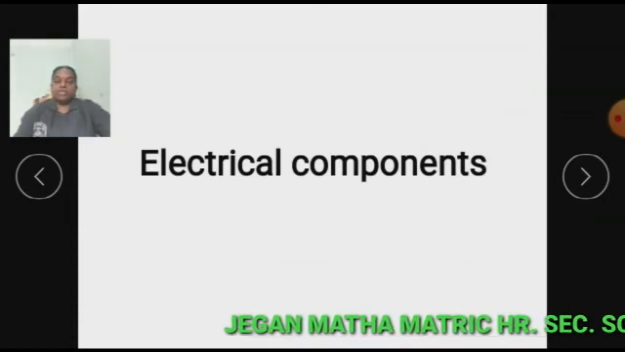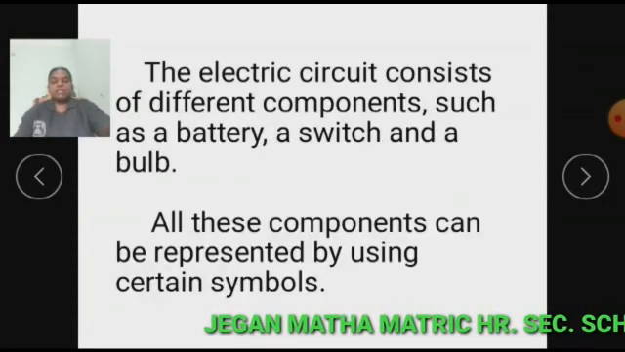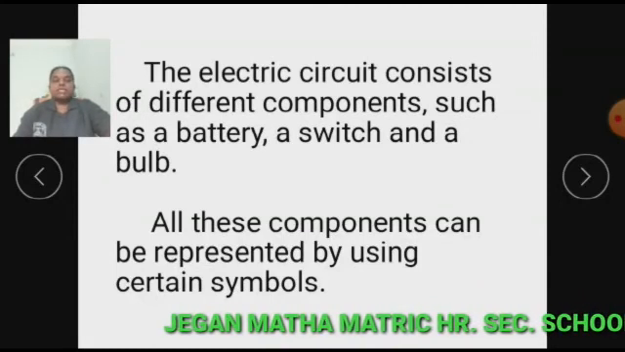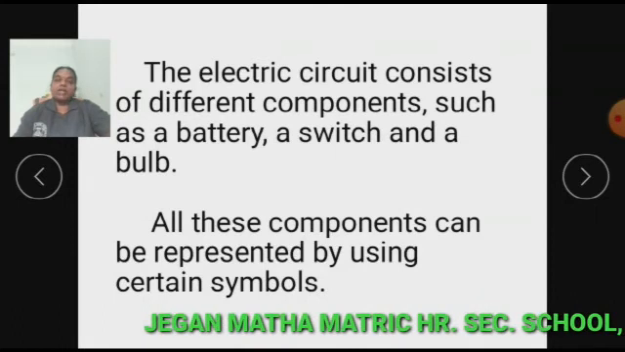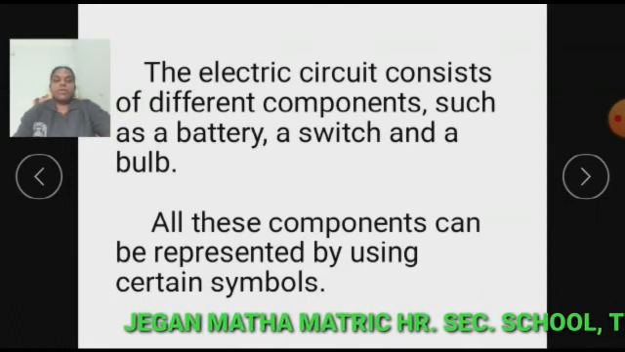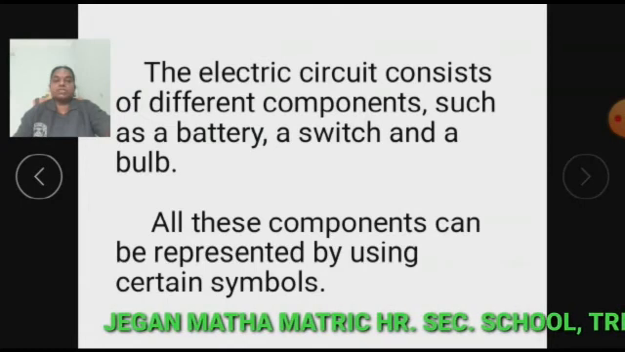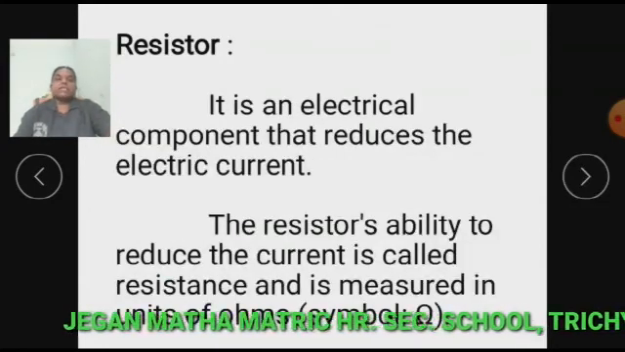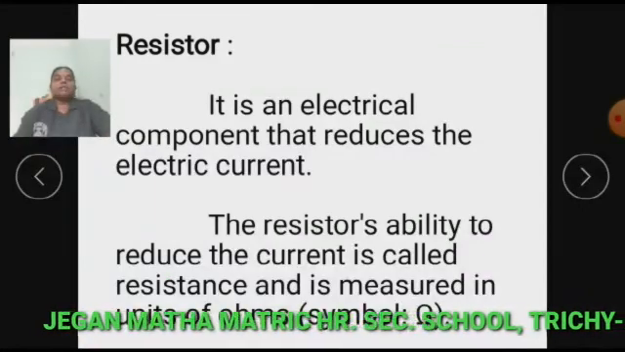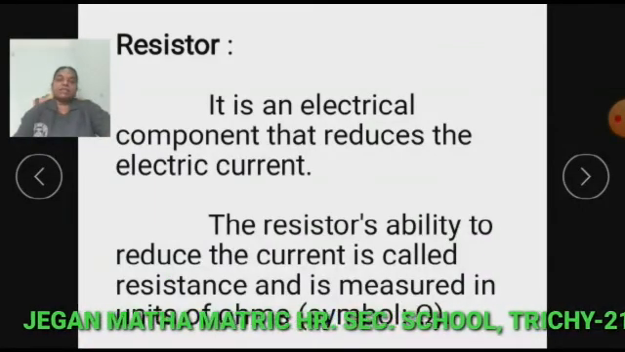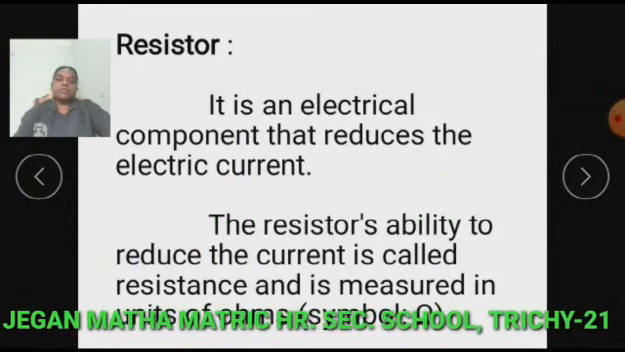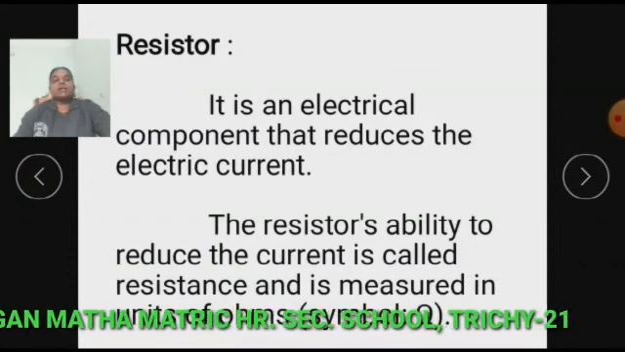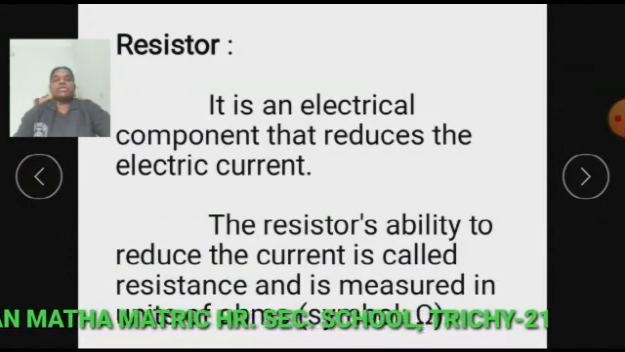Electrical components. The electric circuit consists of different components such as battery, ammeter, a switch and a bulb. All these components can be represented by using certain symbols. Resistor. It is an electrical component that reduces the electric current. The resistor's ability to reduce the current is called resistance and is measured in units of ohms.